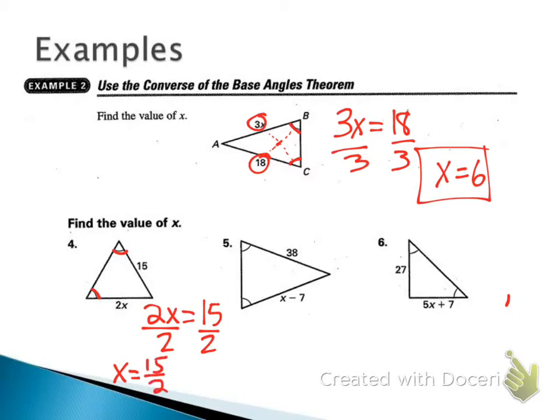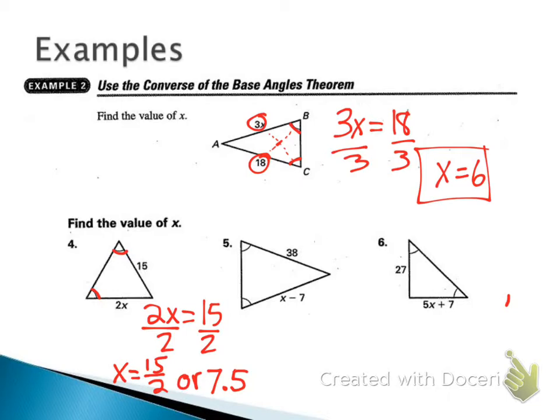If you type that in a calculator, it would give you the decimal 7.5. Either one of those is fine. If you want to leave it as an improper fraction, great. If you want to change it to a decimal, fine. I don't really like mixed numbers. It's just a personal preference of mine. So I would leave it in one of those ways.